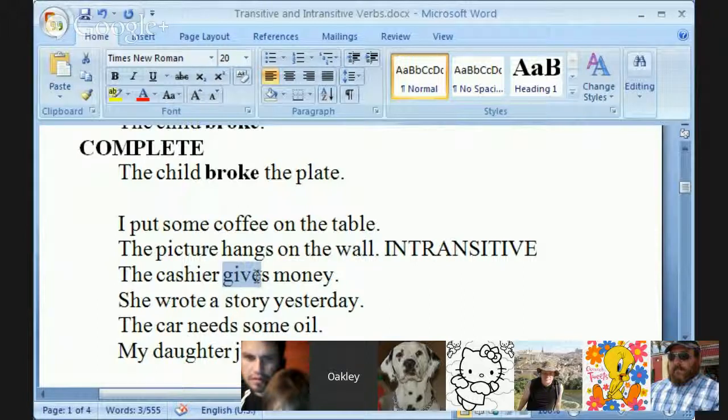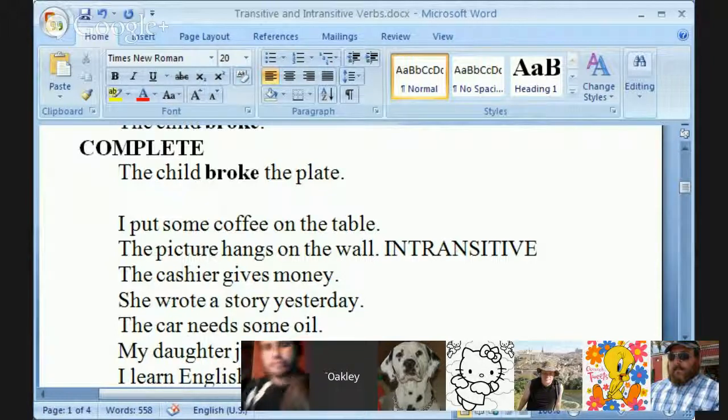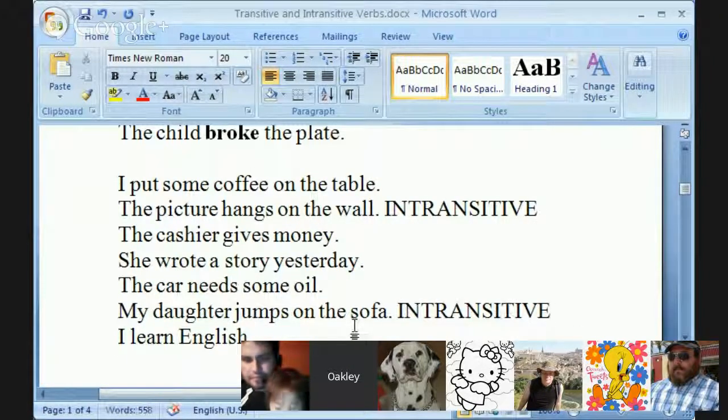The cashier gives what? She gives money. I learned English is transitive. What's that? I'm sorry. I learned English. I learn English. Well, yeah. Yes, it is. Yeah, there you go. Okay. I learn what? English. Okay.